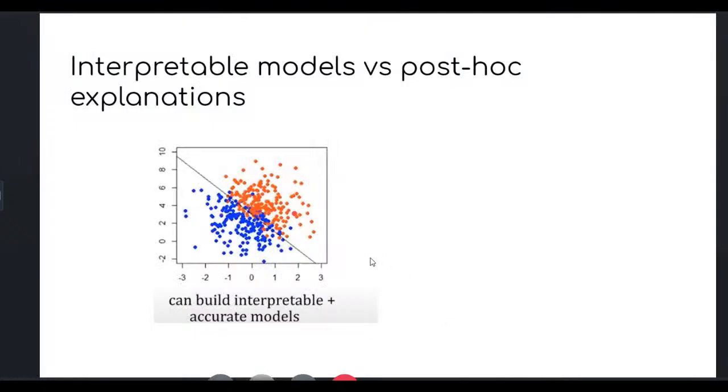For example, this is a very simple data set. It's a linearly separable data set where the two classes are very closely separable by a line. It's not a very complex decision boundary, right? It's a simple line that can separate both the classes. So in this case, simple models like linear classifiers will work because the data set itself is not very complicated. So in these cases, we should go for interpretable, simpler models.